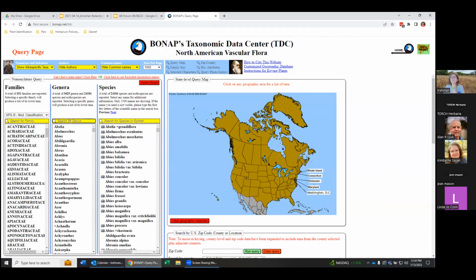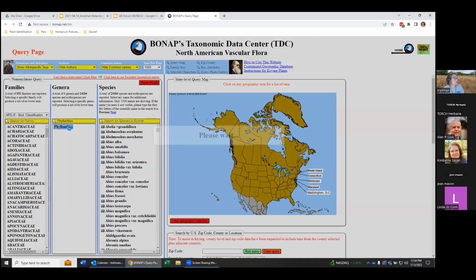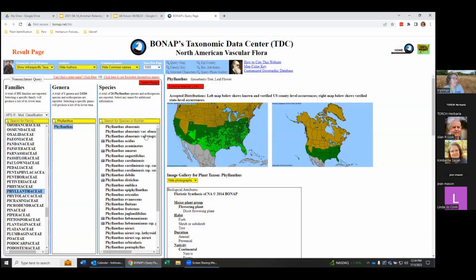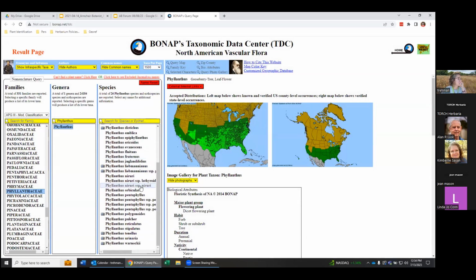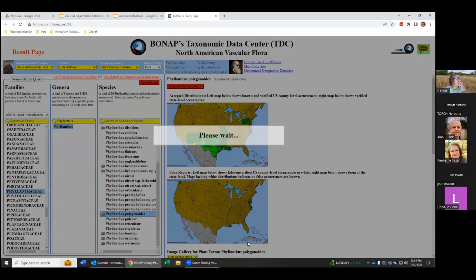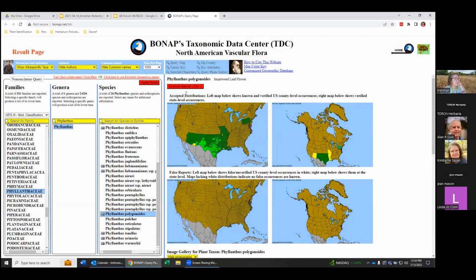So if I'm going to say, oh, I don't know. Okay. So I'm going to just choose a plant that we were just IDing today. Phyllanthus. Oh, but I can't remember which one it was. There, that was it. Phyllanthus polygonoides. So remember, smartweed leaf flower.